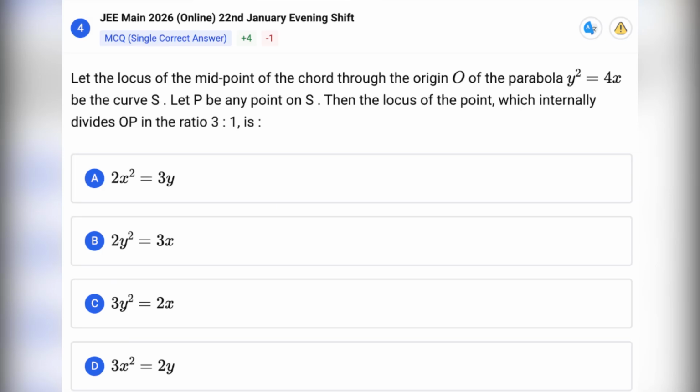Stop scrolling. Most JEE aspirants get this wrong because they try to attack it with heavy algebra. We're given the parabola y squared equals 4x. A chord through the origin meets it at point A, and we're asked to find two successive loci. Sounds complicated? Watch this. Take the midpoint of OA.